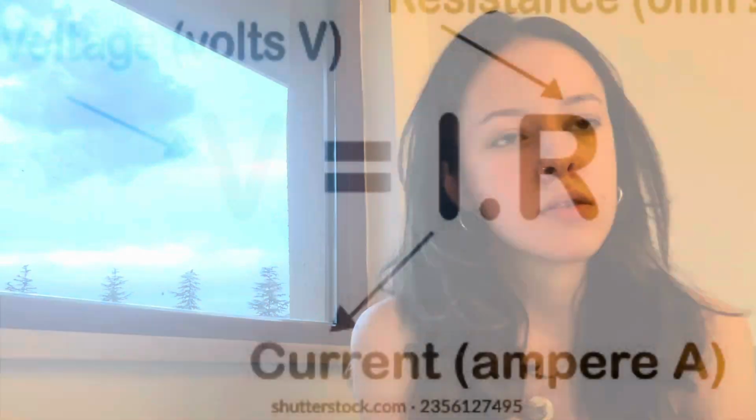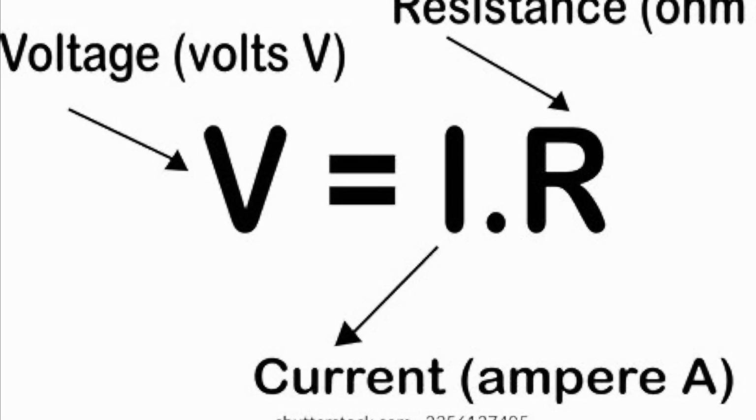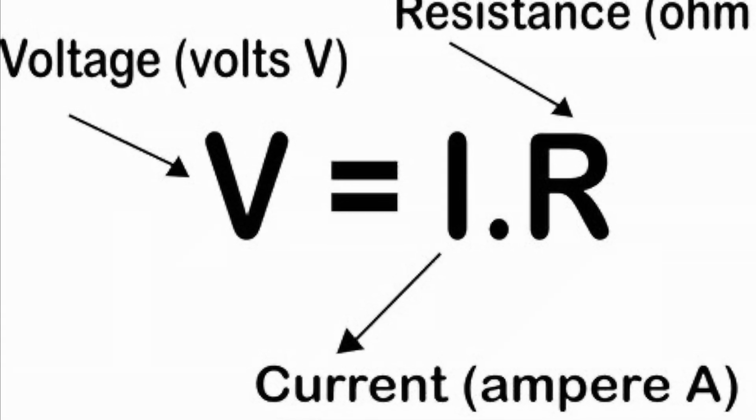In the last part of my experiment, I use a rheostat to measure the current at different resistances. Here I will use Ohm's law to explain why the current changes as we change the resistance in the rheostat.